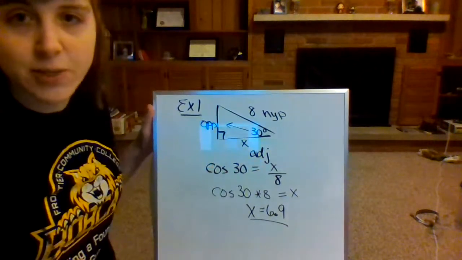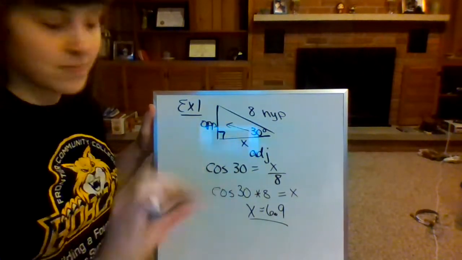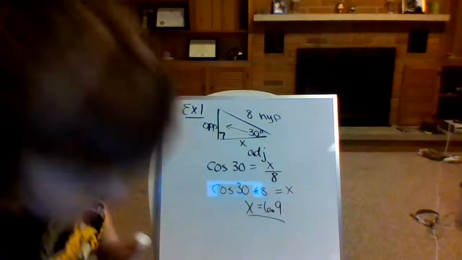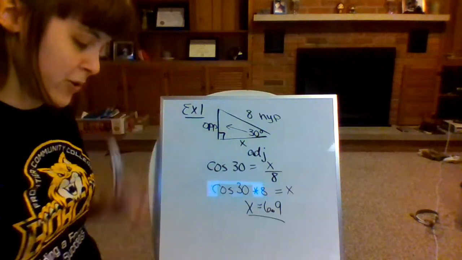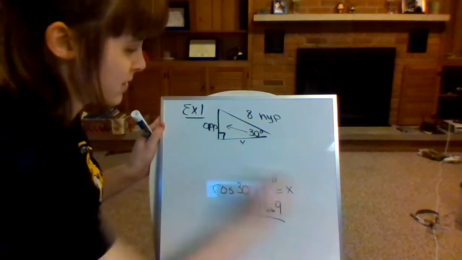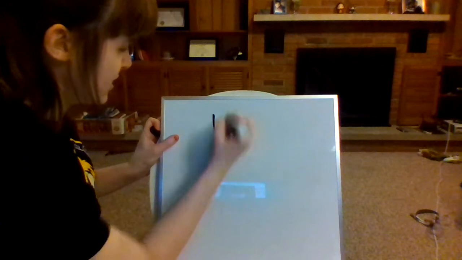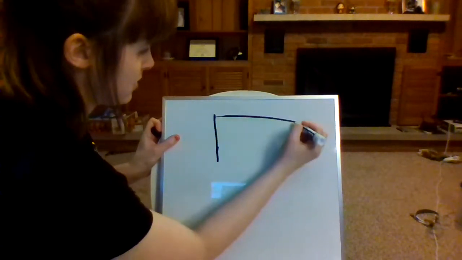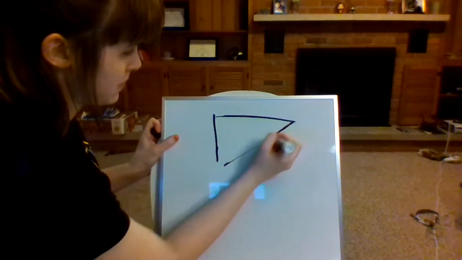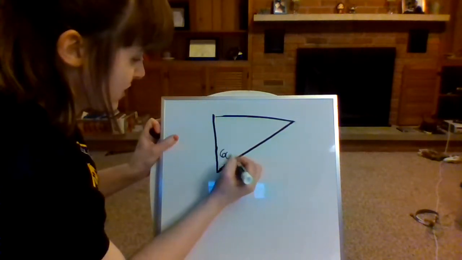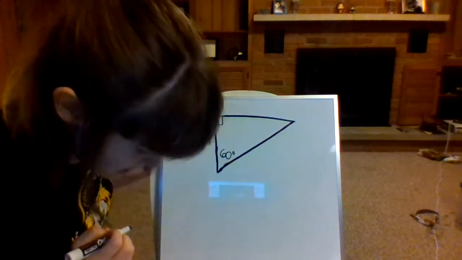And that's it. We did the first problem. Problem number 2 is going to be very similar, same idea. The next problem, the triangle looks like this. The angle we have is this one down here. It's 60. This is the right angle here, and this is x, and this is 14.